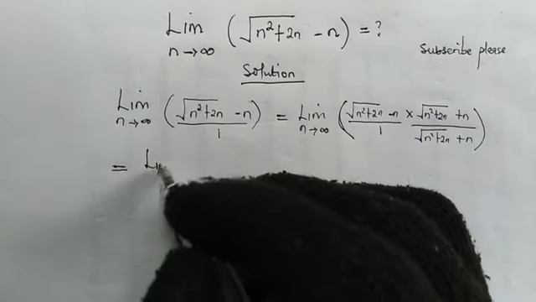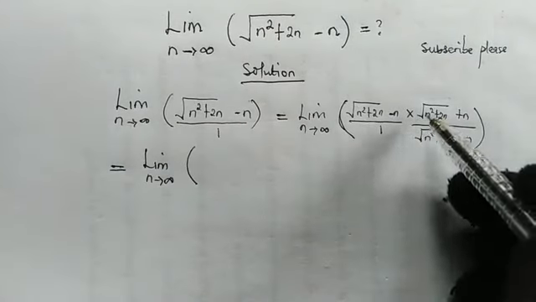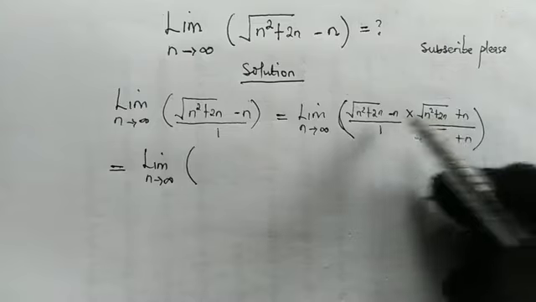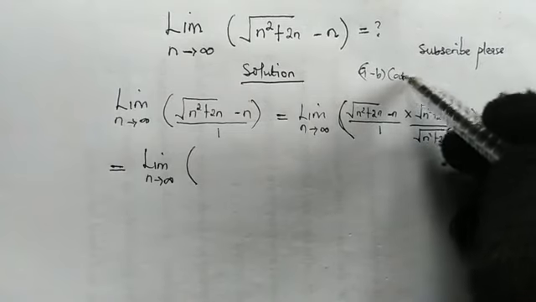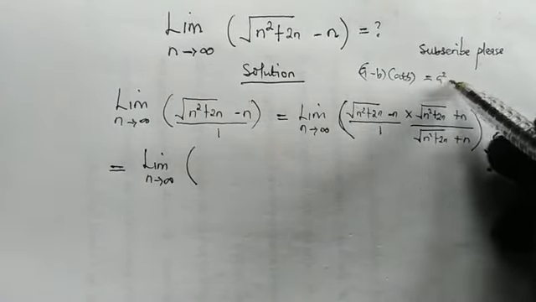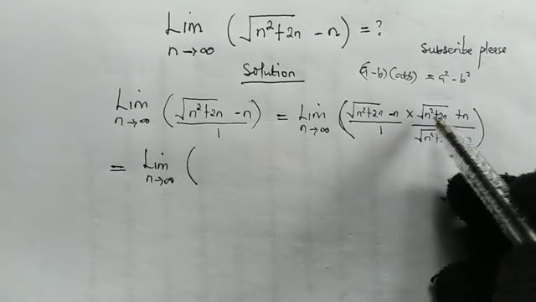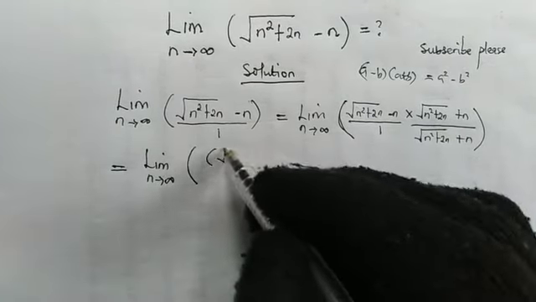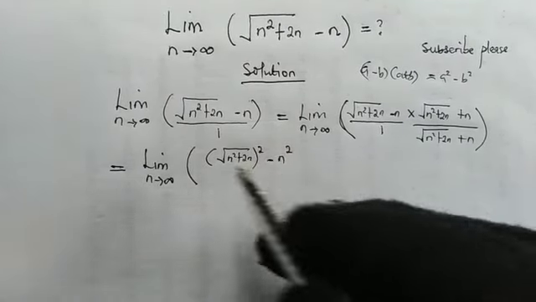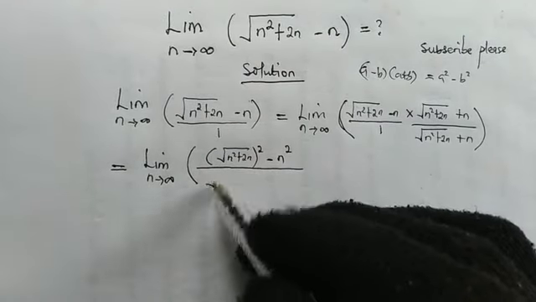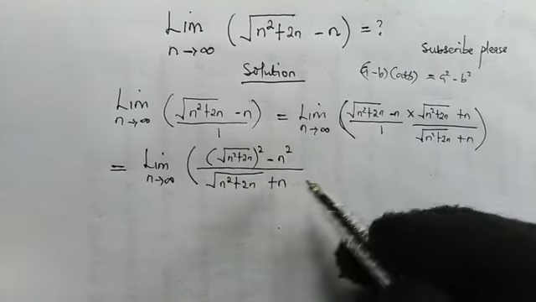So this is equal to the limit as n is approaching infinity. Up here, we're going to make use of the difference of two squares. Recall when we have a minus b multiplied by a plus b, this is equal to a squared minus b squared. So here we have something minus n and something plus n, so it's going to be something squared minus n squared, all over the square root of n squared plus 2n, then plus n.